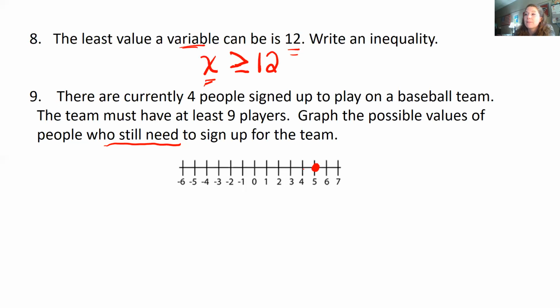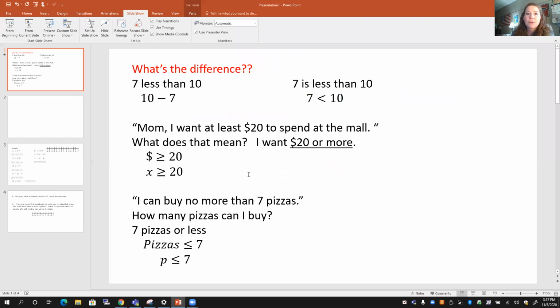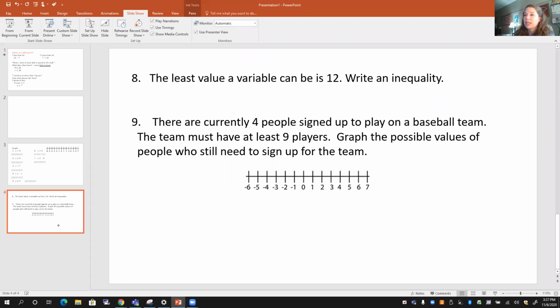Can 4 people sign up? Nope. But a number greater than 9. So 5, 6, 7, 8, all the way up to infinity, even though that would be a very large basketball team. Oh, my thing went off. But anyway, I was done.